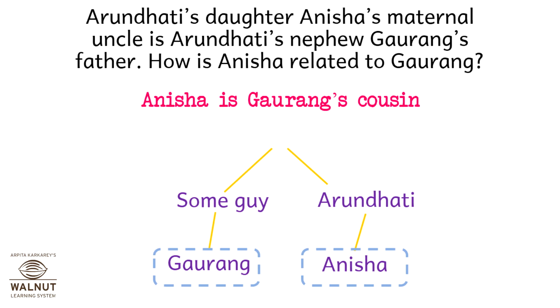So let's revise that. Anisha's mother is Arundhati. Arundhati's brother is some guy who is Anisha's maternal uncle, and Gaurang, who is some guy's son, is Arundhati's nephew. By looking at the family tree, we find out that Anisha and Gaurang are cousins. So let's move on.